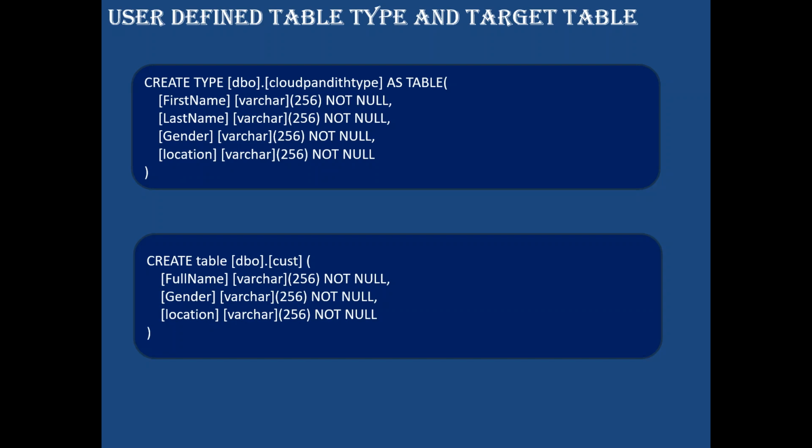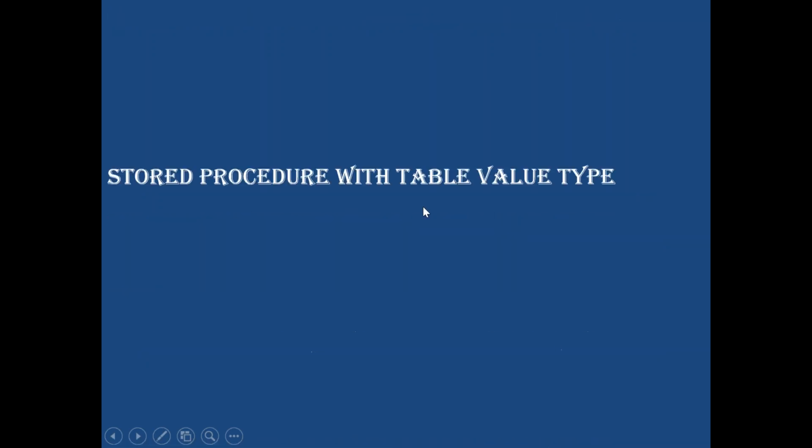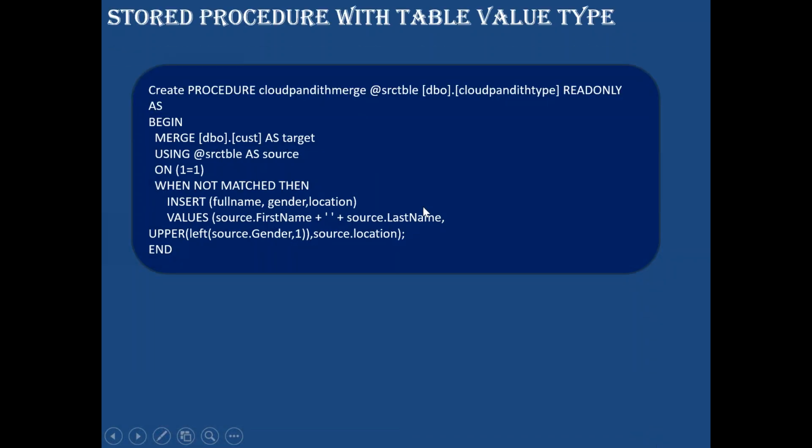So now whatever source data is there in a CSV file, I will be loading into this particular table type. Once I load it into the table type, from the table type I want to load data into this particular final table. In order to load data from this table type to the final table, I have implemented one stored procedure which I will be using in the sink side of the copy activity.